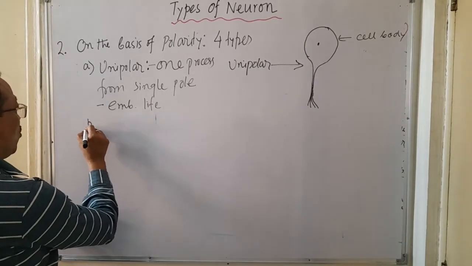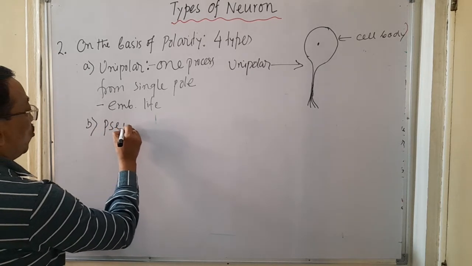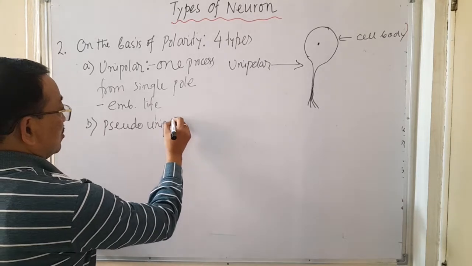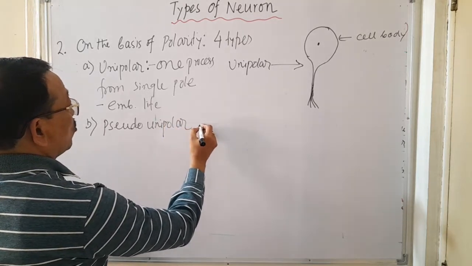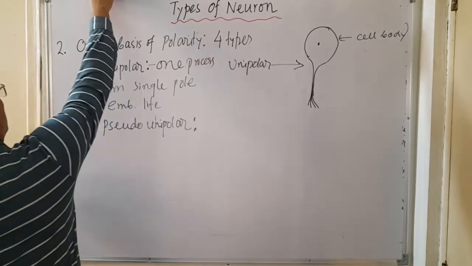The second type of neuron is known as the pseudo unipolar neuron. So what is this pseudo unipolar neuron?